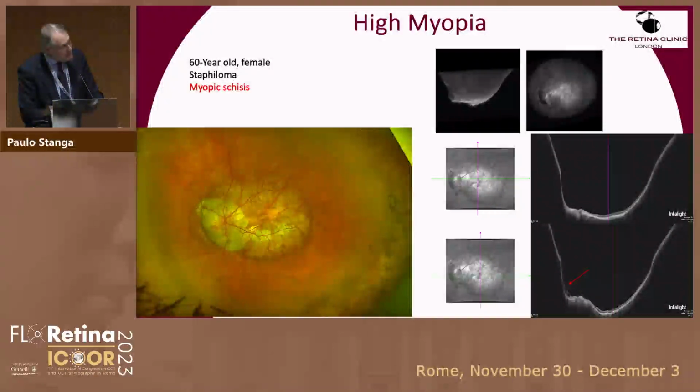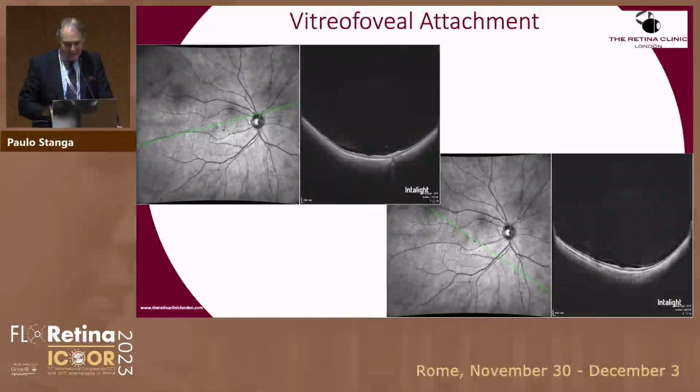You can see the presence here of a nice staphyloma in a high myope. You can see the presence of extramacular peripapillary myopic schisis, and all of this information is very useful to me as a vitreoretinal surgeon when I need to operate on a myopic patient with myopic macular traction, or traction myopic schisis.